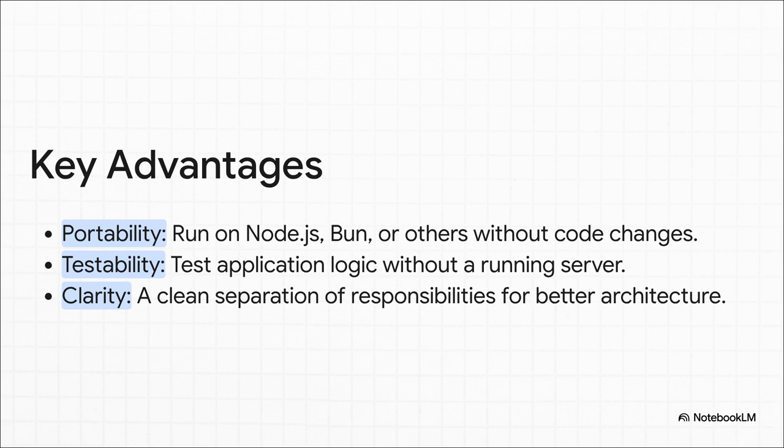Second, you get incredible testability. Since your entire app is just a value before it's run, you can test all of your logic without ever spinning up a real live server. Your tests become blazing fast and super reliable. And finally, you get clarity. This design just forces you into a clean separation of concerns. Your architecture is cleaner, and your code becomes way easier to understand, to maintain, and just to reason about.